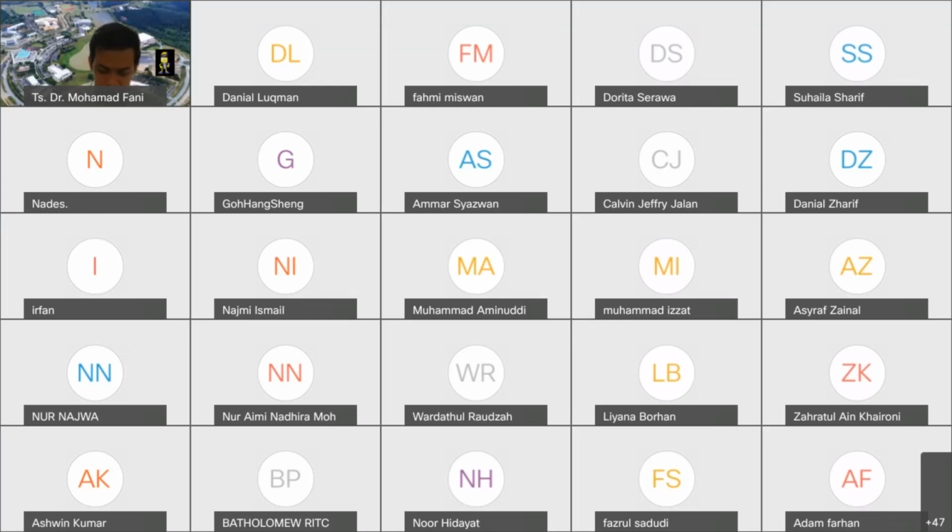Doktor, Hisham tadi ada, doktor. Dia jawab kat chat. Oh, Hisham ada. Okey. Irfan. Tadi siapa tadi? Saya tak perasan ada ni. Daniel Zarif. Doktor, dengar dah. Okey. Ada tadi. Irfan lah. Zulkifli Lee tak ada tadi.